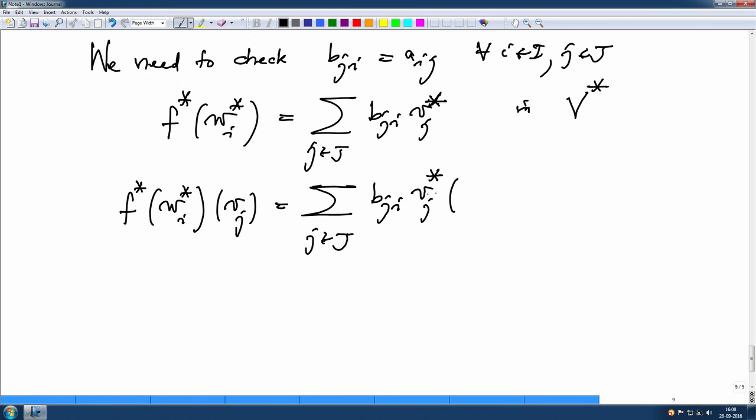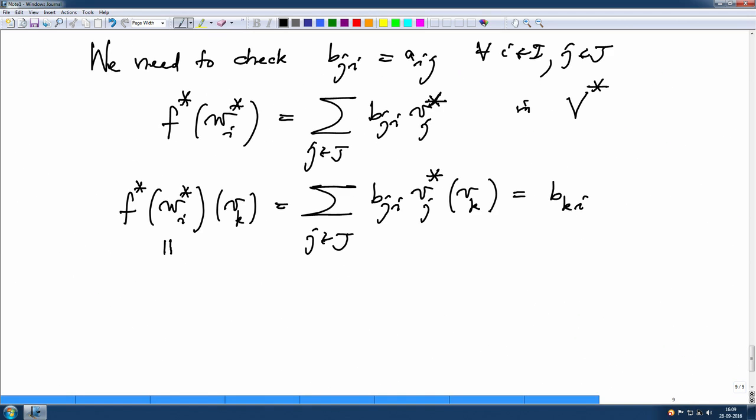Okay, this whole thing I should have taken with some other index. Let me write the index k somewhere. This is k, and this is evaluated at Vk. So the only term which will survive in this sum is the j equal to k term, since they are the coordinate functions. So the j equal to k term will survive, that means this is bki on this side.